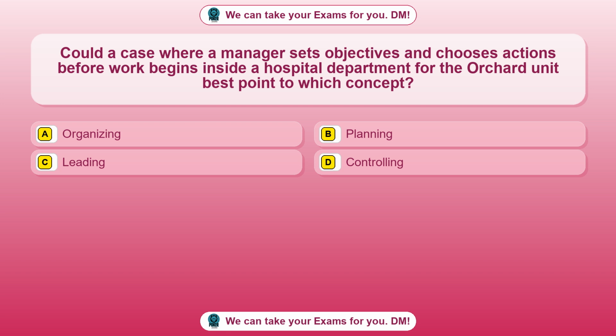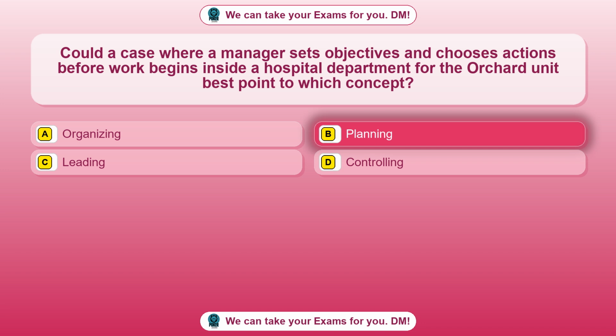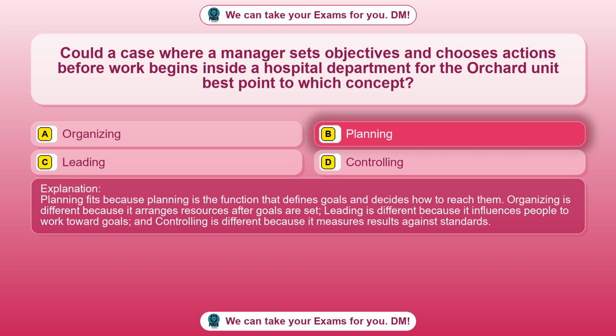Option A, organizing. Option B, planning. Option C, leading. Option D, controlling. The correct answer is option B, planning. Planning fits because planning is the function that defines goals and decides how to reach them. Organizing is different because it arranges resources after goals are set. Leading is different because it influences people to work toward goals, and controlling is different because it measures results against standards.